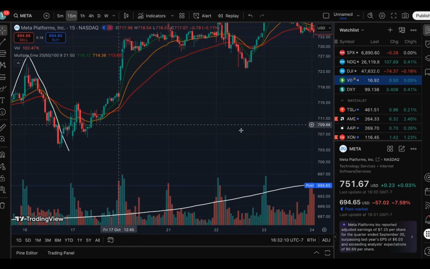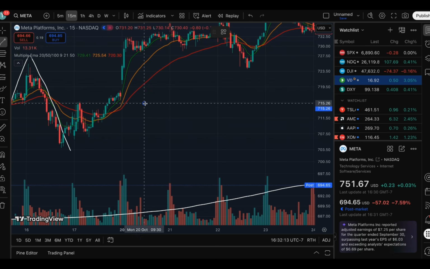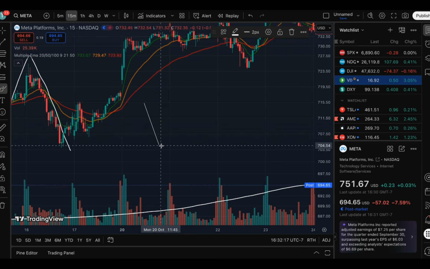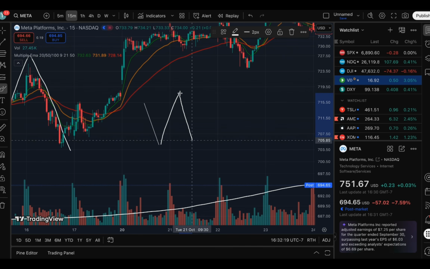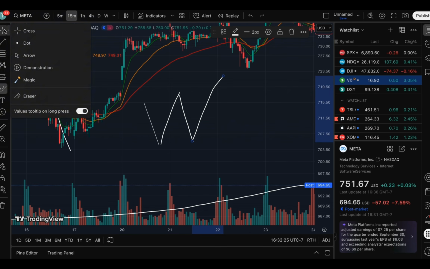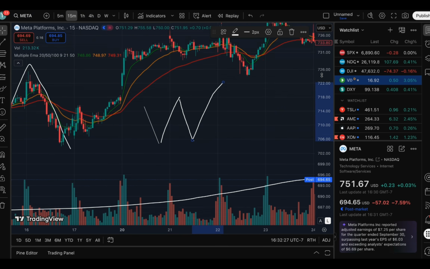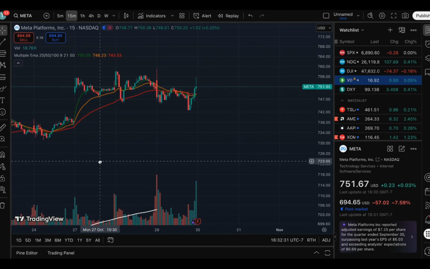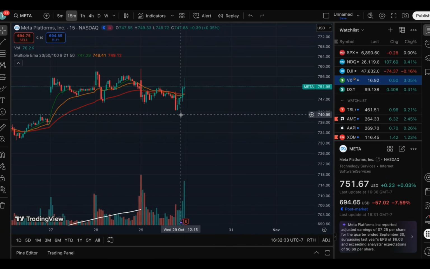A double bottom, on the other hand, would be like this. Let's say price hit this level and it bounced, and then it came up and it came down again to that same level and then bounced. That's a double bottom. And then you've got many different patterns. Honestly, you've got triple tops, head and shoulders, tweezer tops. There's a lot of different candlestick patterns which you'll start to recognize.